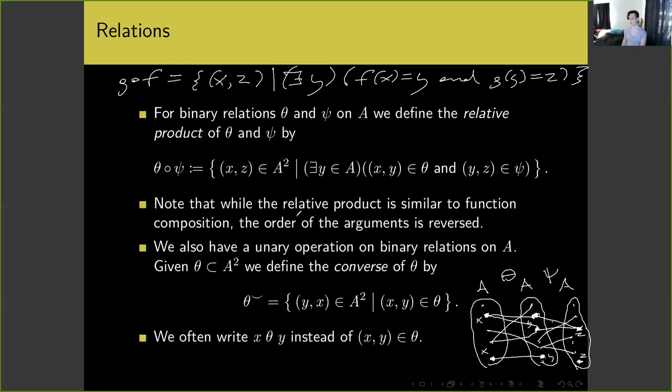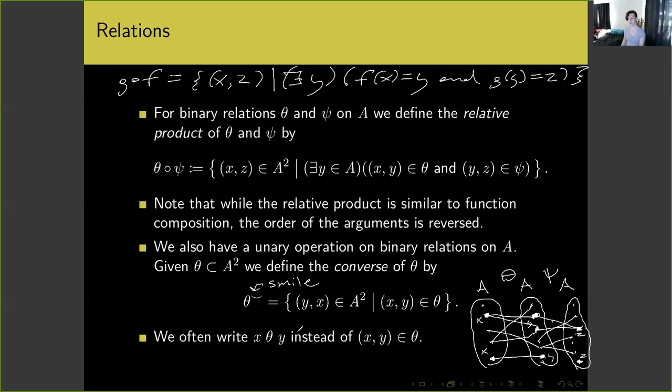Okay, so we also have a unary operation on binary relations on A. We have a way of taking a single binary relation, say theta, on A and producing a new binary relation, the converse of theta, where we define theta converse to be the collection of all pairs YX so that XY belongs to theta. Now, this is denoted by theta superscript smile, this little symbol which looks like this if I draw it bigger. This symbol is called a smile, which is nice and pleasant and happy.